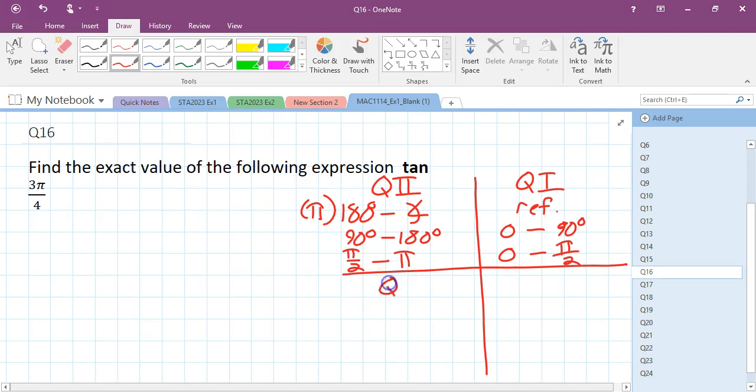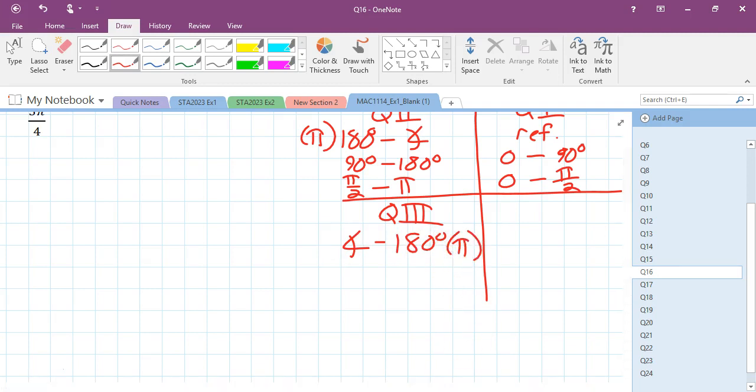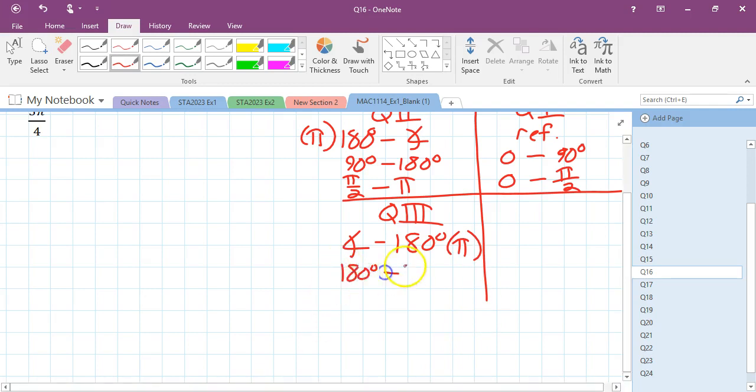Quadrant 3. How do we find the reference angle? The angle minus 180 degrees, or if we're in radians, subtract pi from it. Okay? And remember that these are from 180 degrees to 270 degrees, or if we're in radians, pi to 3 pi over 2. And again, as a decimal form of that, I ignore the pi, and it's from 1 to 1.5, or 3 halves. All the same.